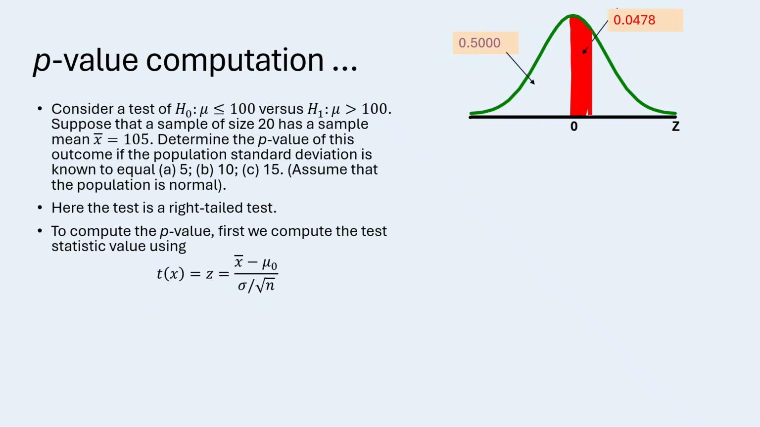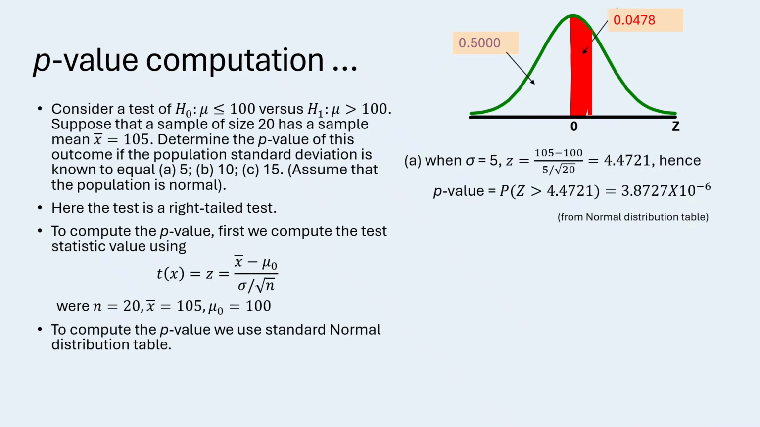The test statistic, definitely, is a normal population based test. So we use (X bar minus mu naught) divided by sigma by root n, with all these sample values. So let us compute the p-value for sigma equal to 5. In the first case, the p-value is coming out to be 3.8727 multiplied by 10 raised to minus something, which is a very, very small number.